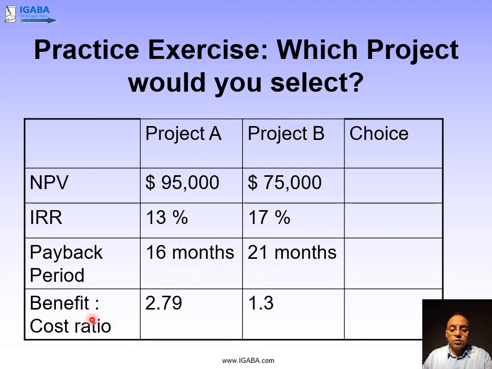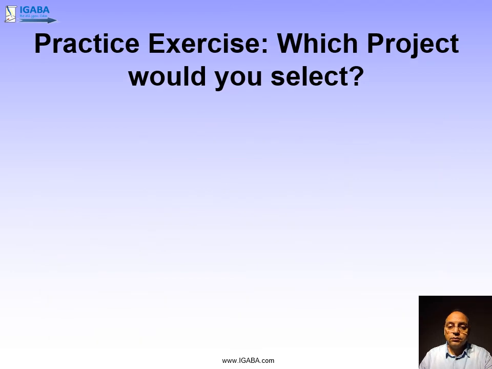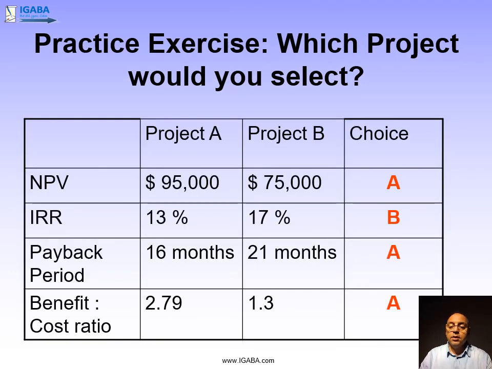Benefit to cost ratio, which is better, 2.79 or 1.3? Here we would rather prefer the higher benefit to cost ratio. The 2.79 is better than the 1.3. And so here is the solution, if you may.